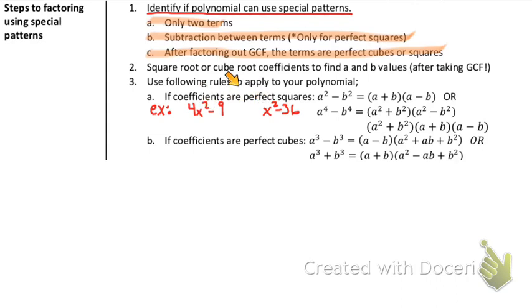So subtraction is a must for perfect square special patterns. And last but not least, after factoring out the GCF, you should have, in this case, perfect squares. And if you recall, perfect squares are when you can square root each term evenly. So if I square root 4, it gives me a whole number like 2. If I square root x squared, it gives me x. I can square root 9 and it will give me 3. Same thing here for this example. Two terms, subtraction, and every term is a perfect square.